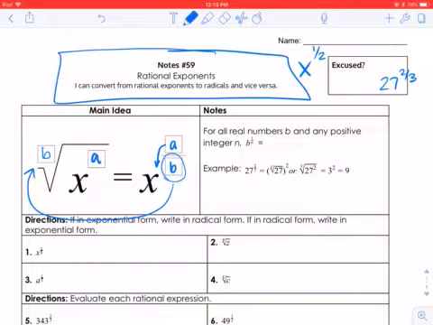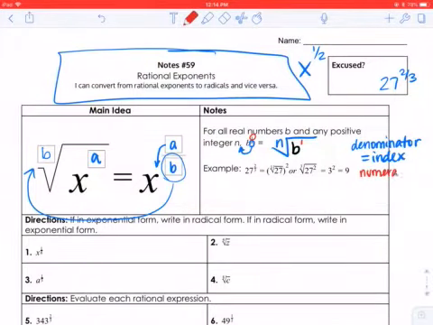In a super mathematical way, this n is coming out in front. So for all real numbers b and any positive integer n, the denominator becomes the index. I'm going to write denominator equals index. The base stays exactly the same. The base is still there. And then the numerator stays as the exponent. So the numerator equals the exponent. All right, so it's just a real quick switcheroo.